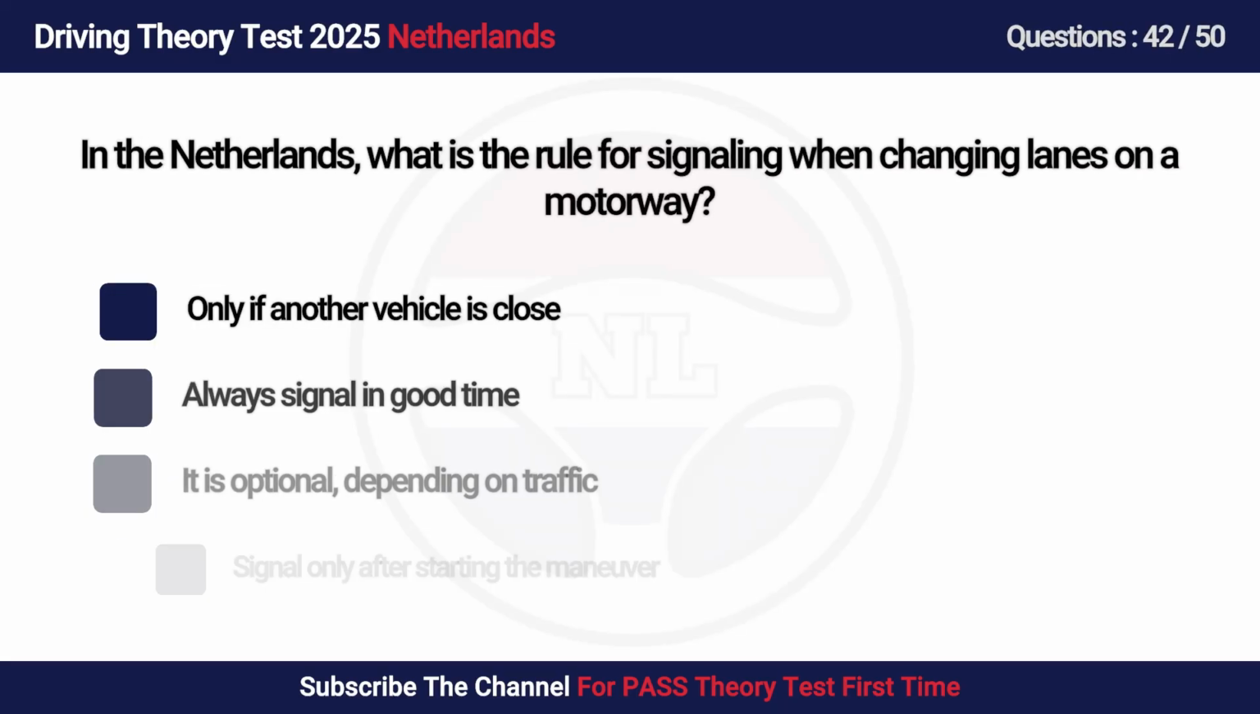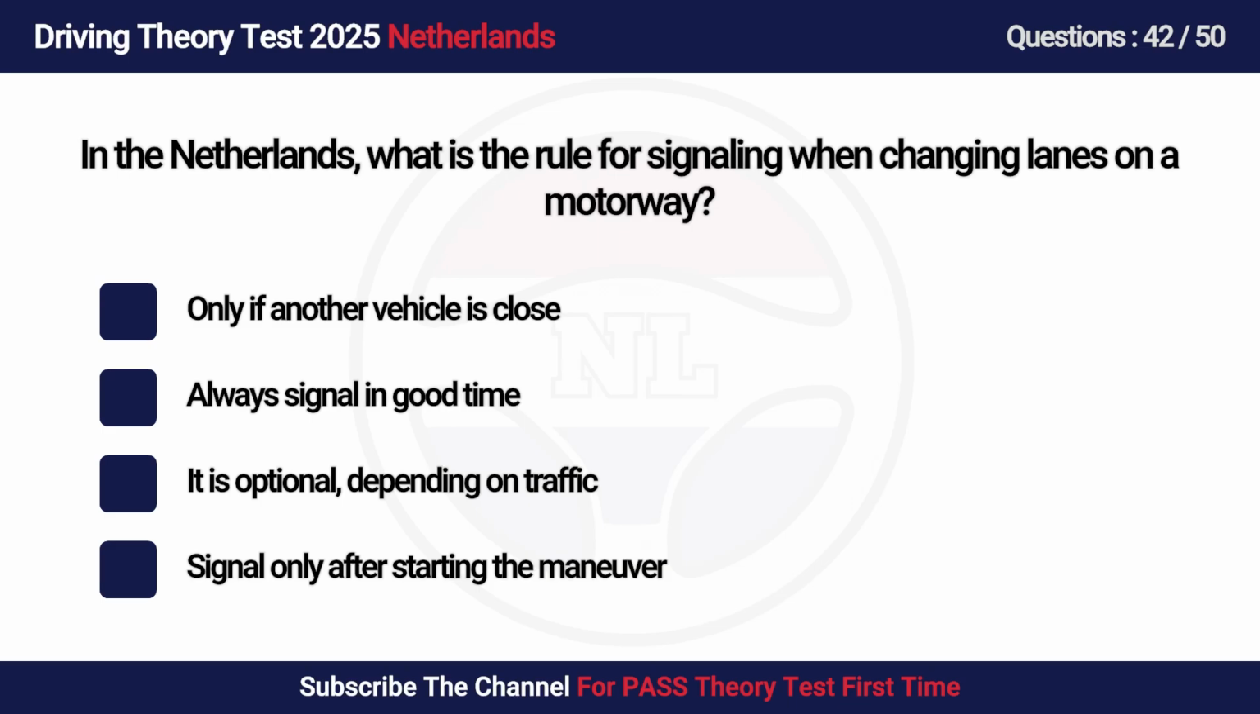Question 42. In the Netherlands, what is the rule for signaling when changing lanes on a motorway? A. Only if another vehicle is close. B. Always signal in good time. C. It is optional depending on traffic. D. Signal only after starting the maneuver.